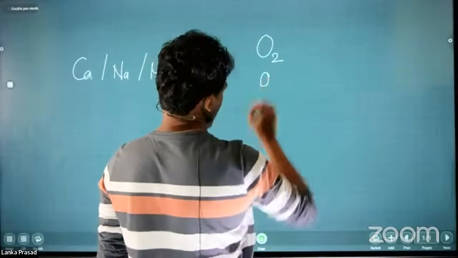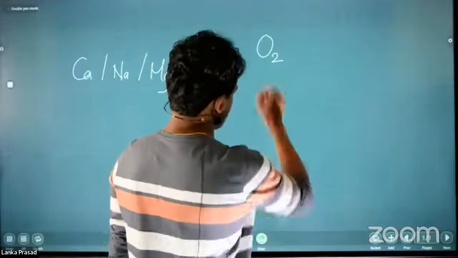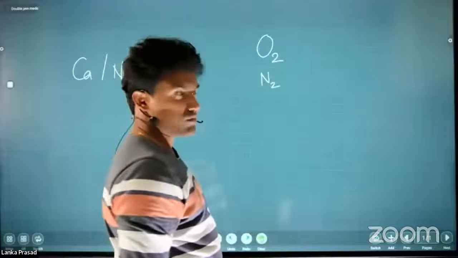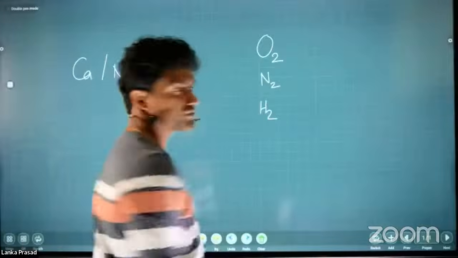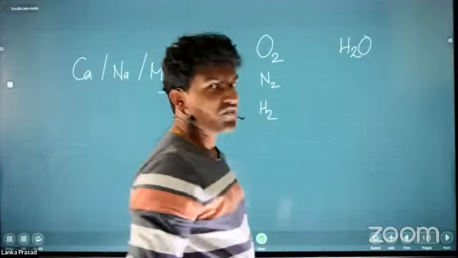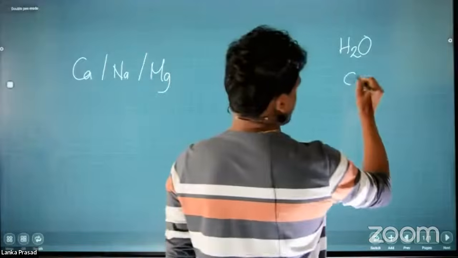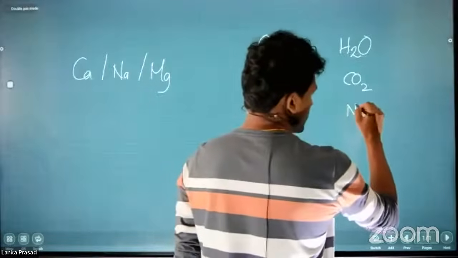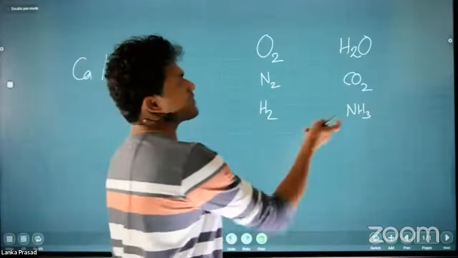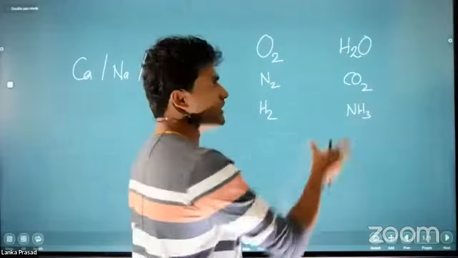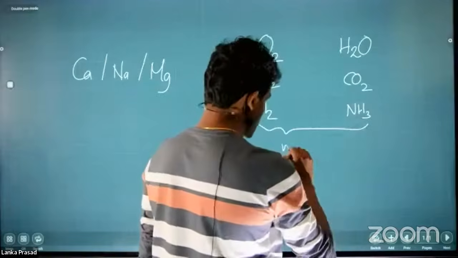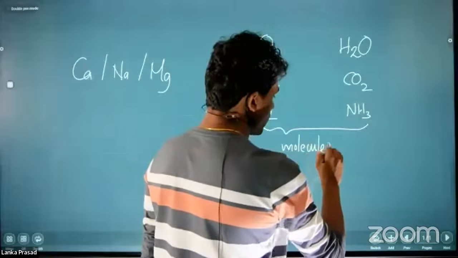O2, N2. Two oxygen atoms joined together. Two nitrogen atoms. H2. Look at that. H2O. Different atoms there. Different atoms, carbon dioxide CO2, ammonia NH3. Different types of atoms join together. Then we call them not elements or atoms. We call them molecules. Normally we call them molecules.